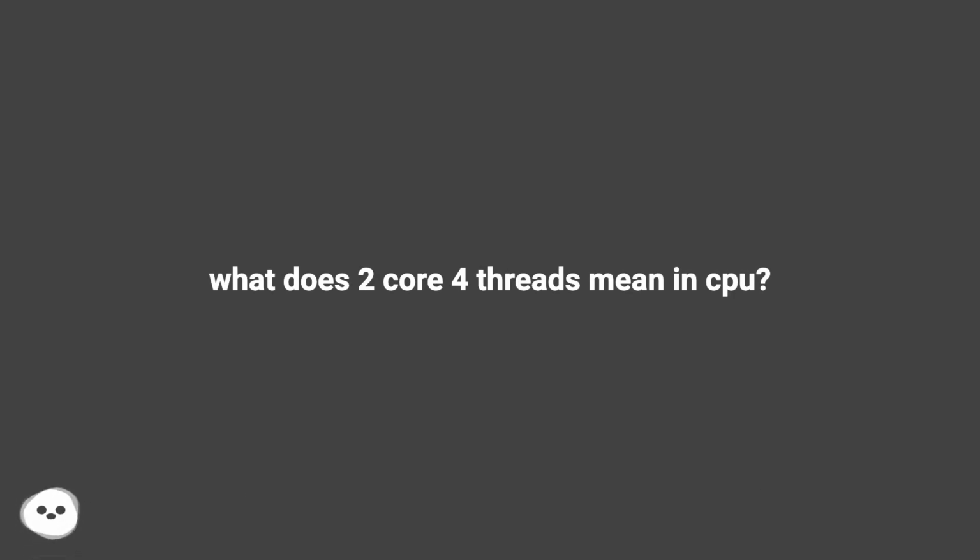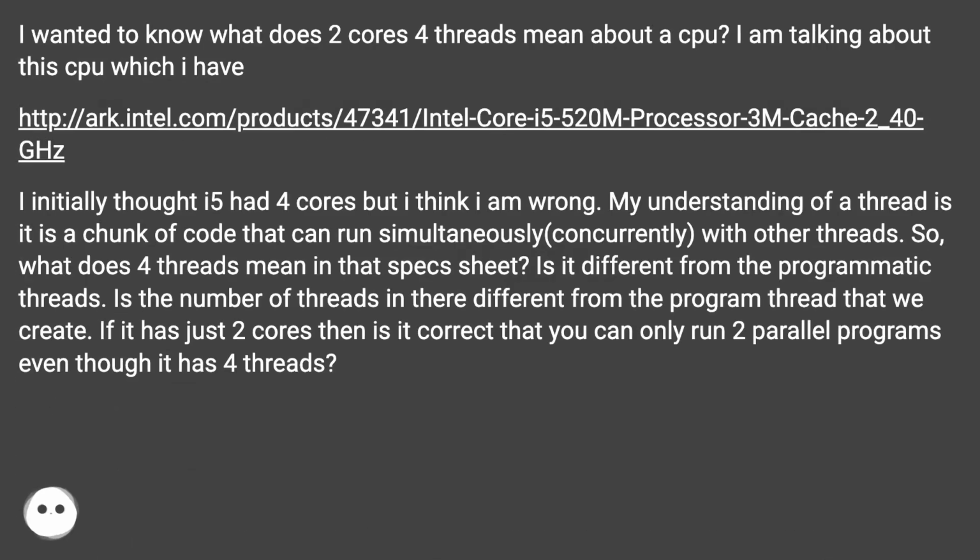What does 2 cores, 4 threads mean in a CPU? I wanted to know what 2 cores, 4 threads means about a CPU. I am talking about this CPU which I have, this URL. I initially thought the i5 had 4 cores, but I think I am wrong.